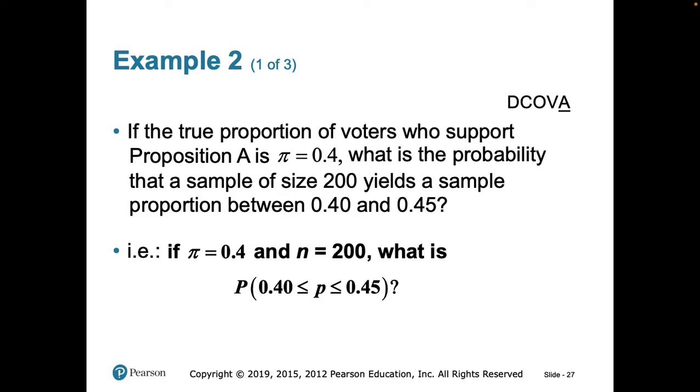So what you do is, because you don't want to sample the entire population, that would take too much money, you just grab a portion to sample, and then you try to figure out the probability that with a sample size of 200, you are going to get a proportion between 0.40 and 0.45. So here you have pi equals 0.4 and your sample size is 200. What is the probability that 0.4 is less than or equal to your proportion, and your proportion is less than or equal to 0.45?